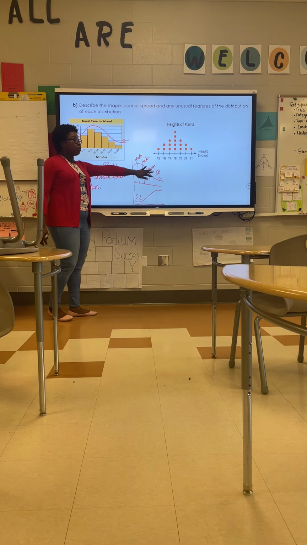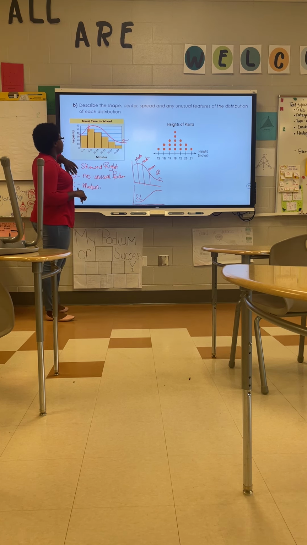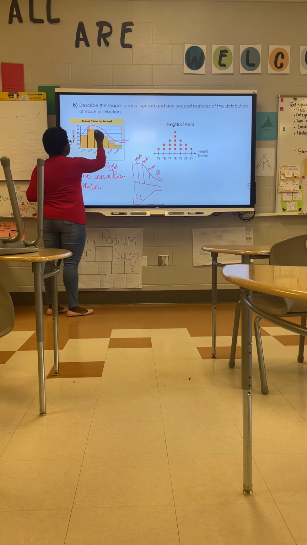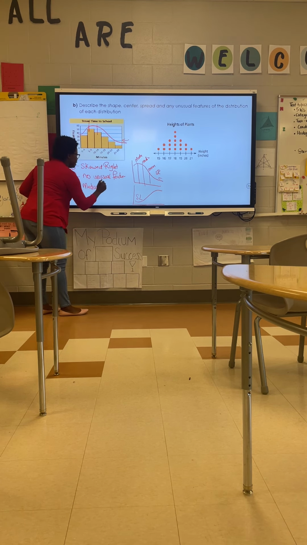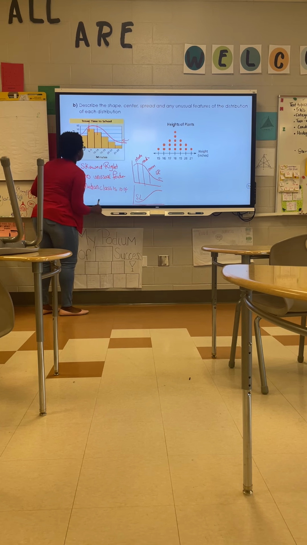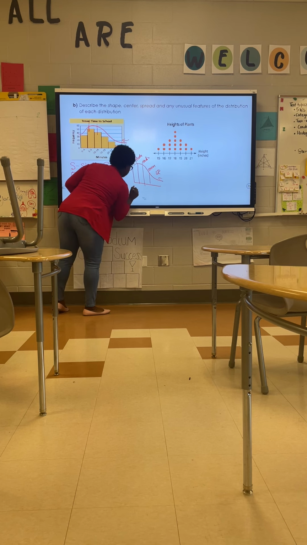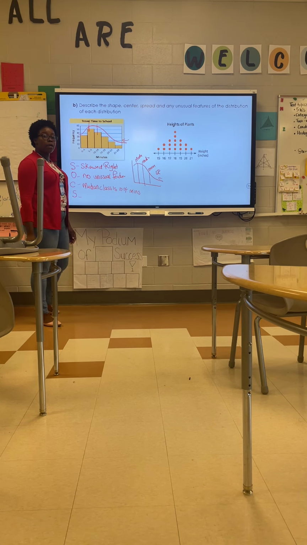So since mine is skewed right, I know that my mode is going to be in the highest class, so my median could be in the same class or the class next to it. So I'm going to take the class next to it. I'm going to say my median class is 10 to 14 minutes. For my spread, I'm going to describe my range.